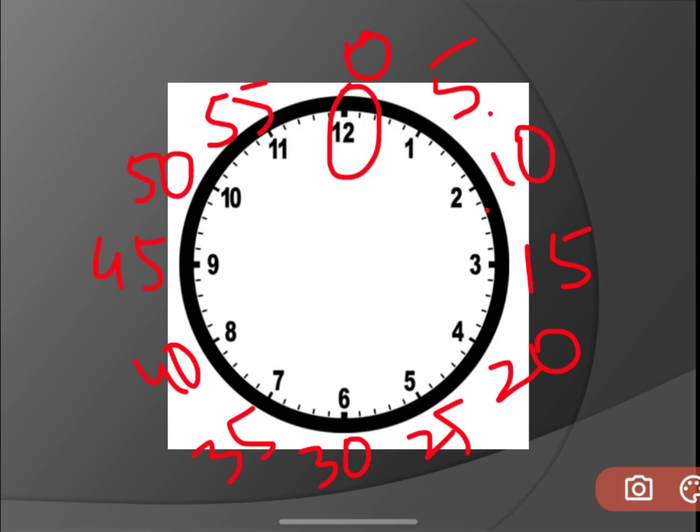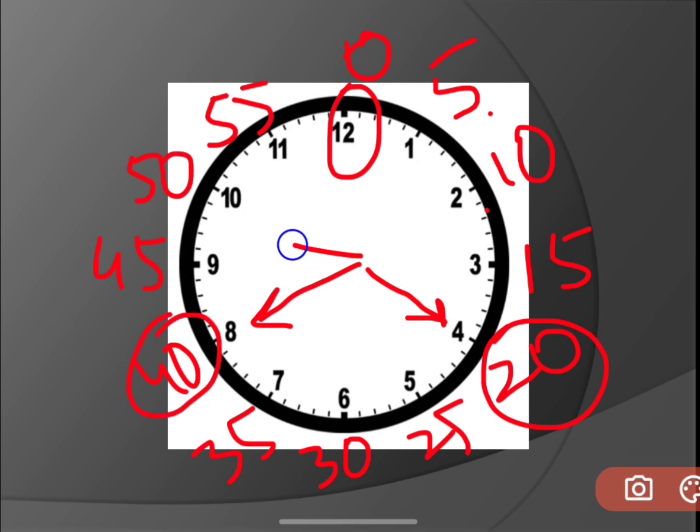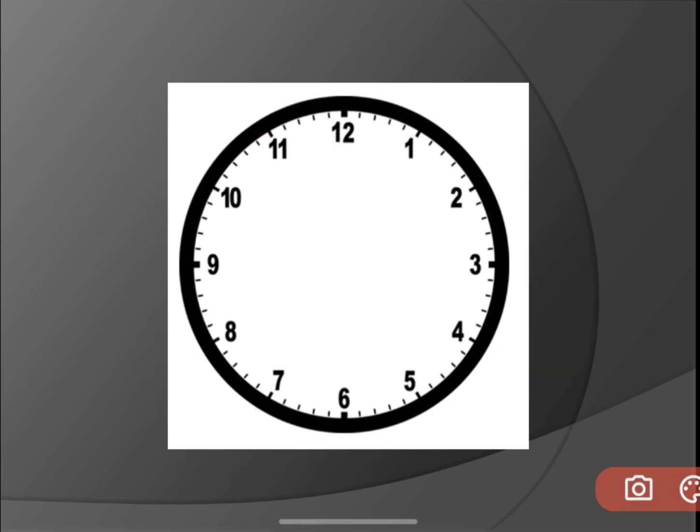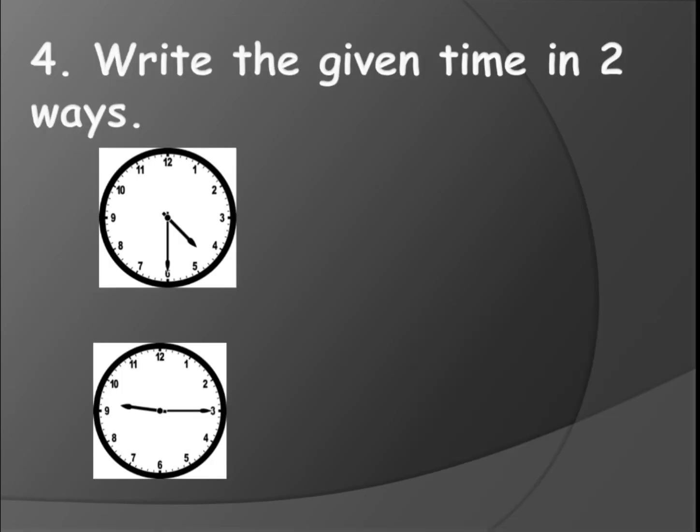When the longer hand is on 4, then it is 20 minutes. When the longer hand is on 8, it is 40 minutes. When the longer hand is on 10, it means it's 50 minutes. So in that way you can remember, children. Okay, now let's see the sums in this.